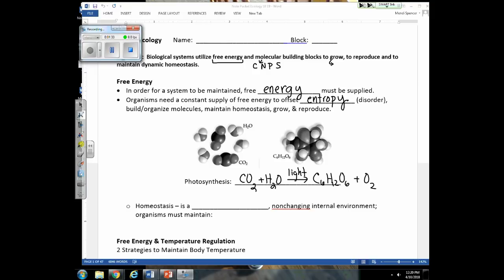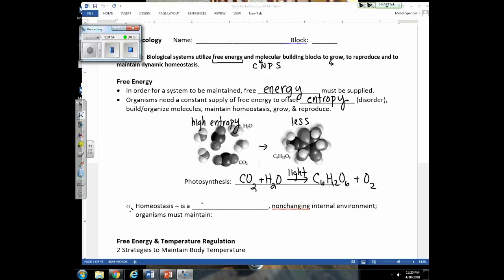When you look at the reactants of photosynthesis, you can see that they are more disordered. This is showing high entropy. The glucose molecule that is made is showing less entropy. It's more organized. And it took light energy or free energy to organize those molecules into a glucose molecule.